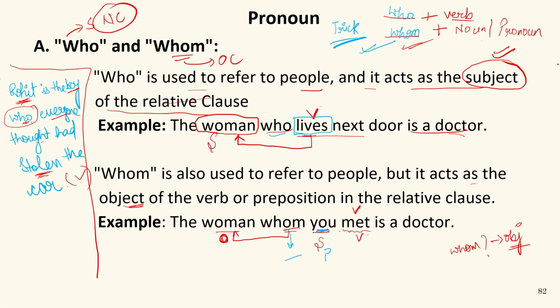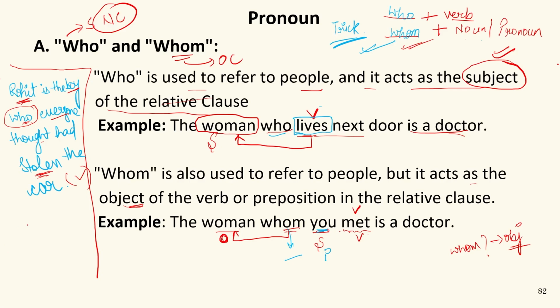We could write this before the sentence as well. We could write the sentence in a manner that everyone thought Rohit is the boy who had stolen the car. Then even the sentence was correct. It means here everyone thought does not matter at all. That's why we have used who over here.